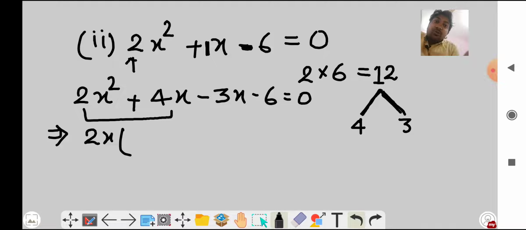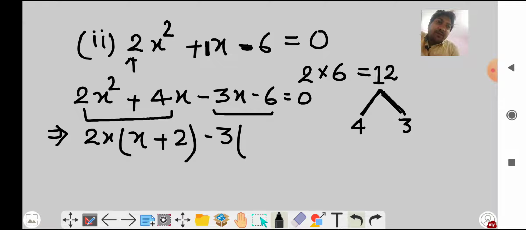If you are taking 2x common from the first term, then x will remain. Then what is remaining in the second term? It is 2. Similarly, in these two terms, what is the common? I think it is minus 3. So what will be remaining? X, and here is 2 equals to 0. Is it clear, guys? Okay.